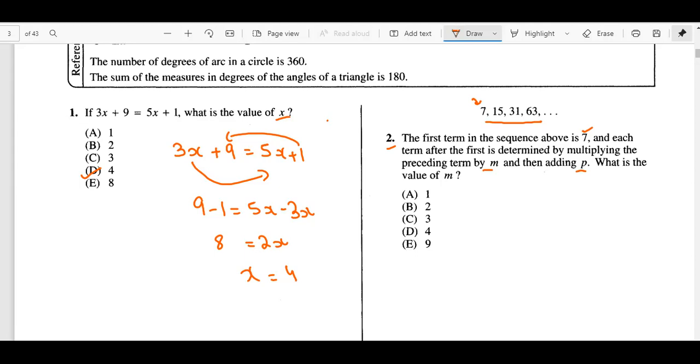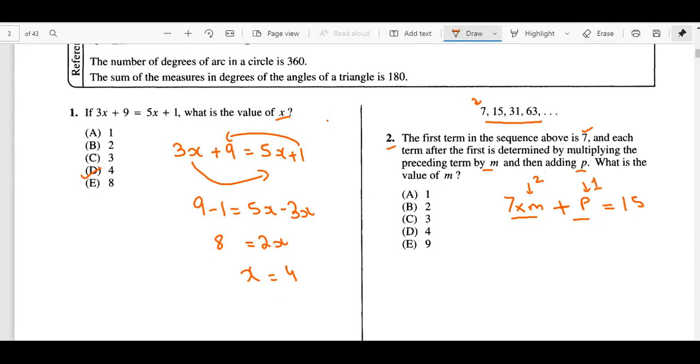Okay, so for getting 15, we are multiplying 7 by m and then we are adding p to get 15, right? So we multiplied 7 by m and added p to get 15. And one way of doing it is to just think about it, and finally I know that yes, if I multiply 7 by 2 and add 1, I would get 15, right?